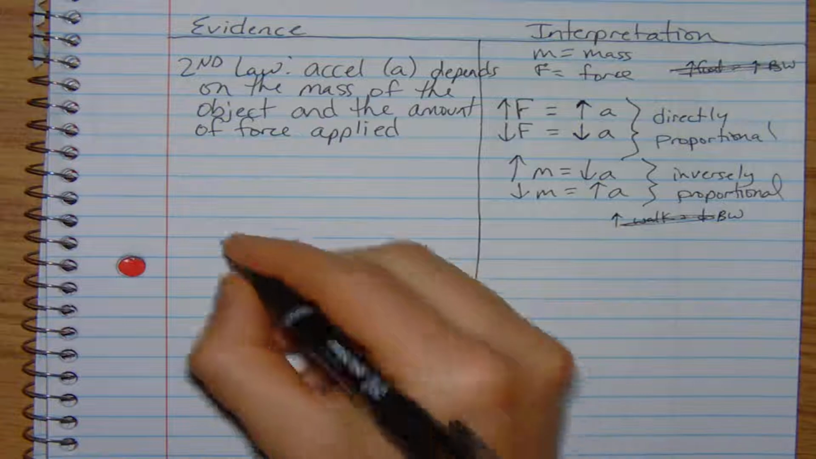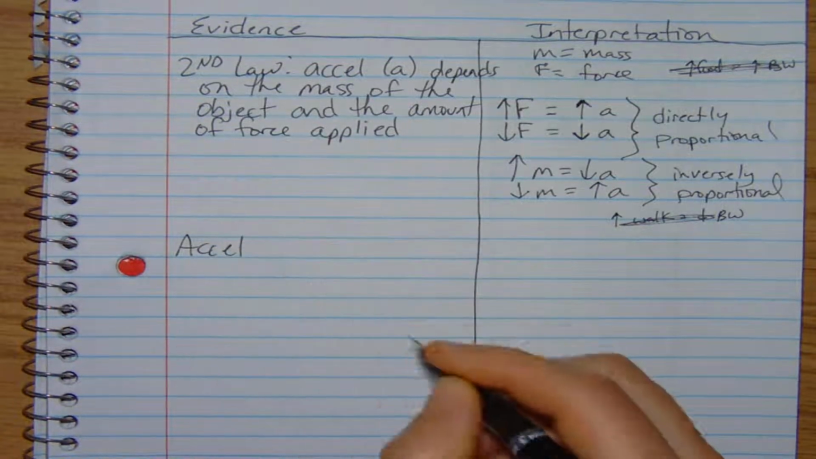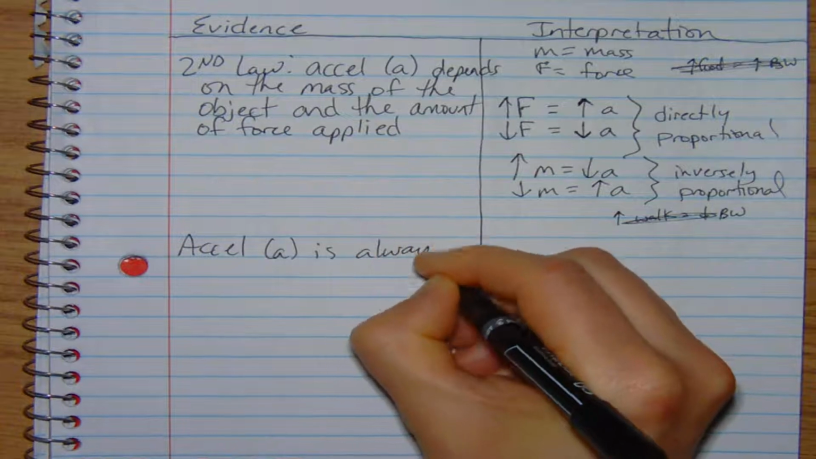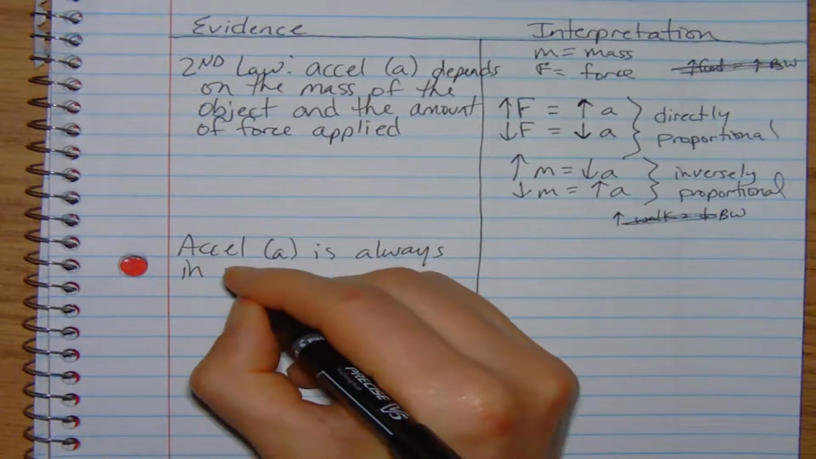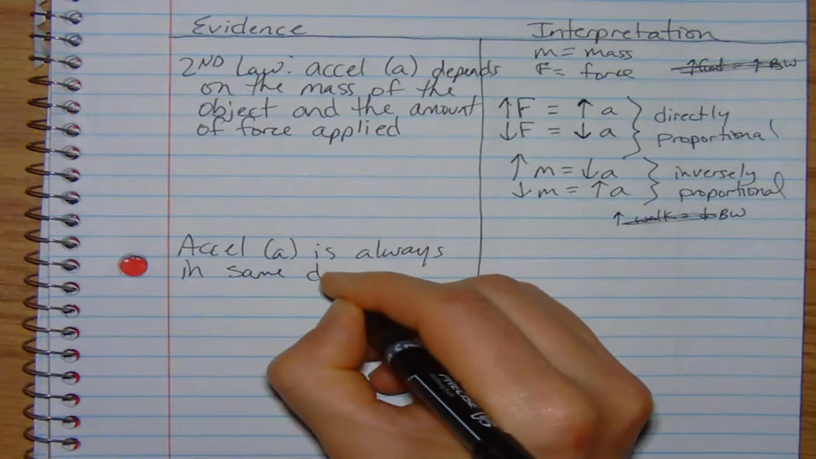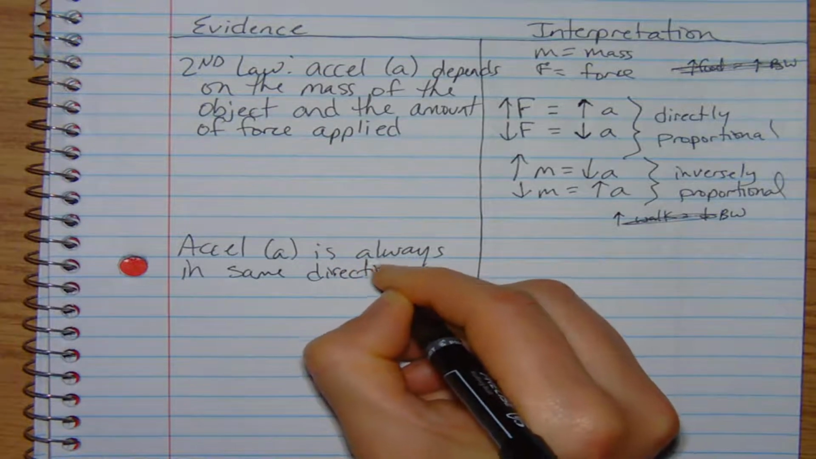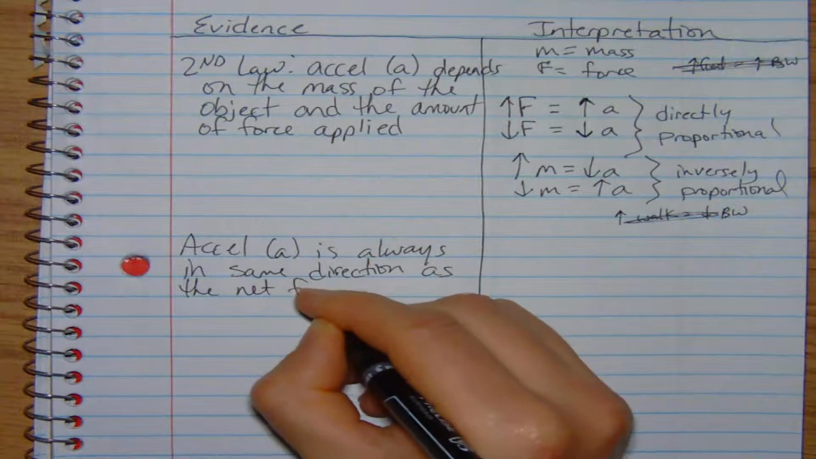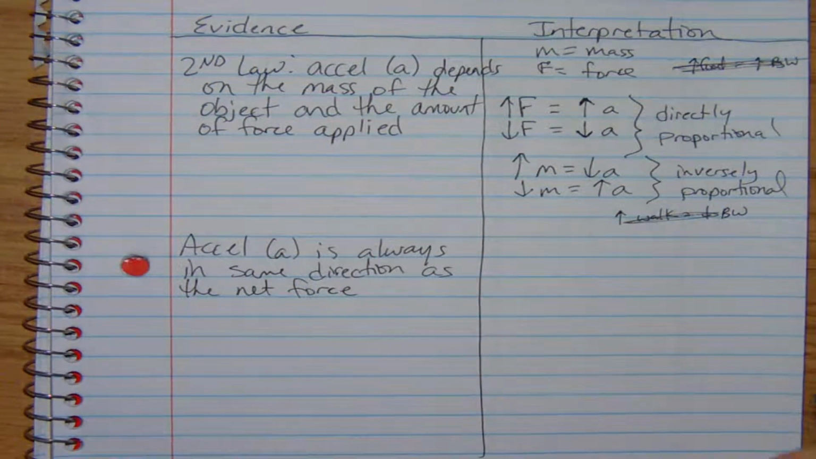Another part that we need to understand is that acceleration, which is A, is always, so no exceptions to this, in the same direction as the net force. Okay, it's always in the same direction as the net force.